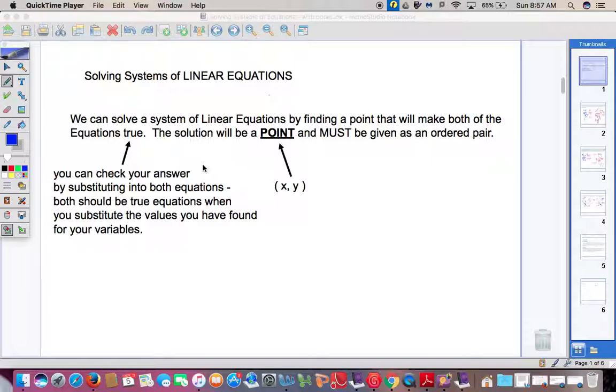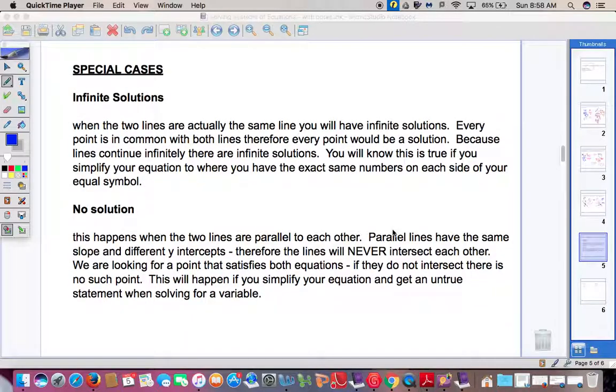So remember that a solution must be a point, which is an ordered pair of the form (x, y). And we can check our solutions by substituting our point, our values for x and y, back into our original equation. But what happens in special cases? Some special cases are when you get infinite solutions or no solutions.